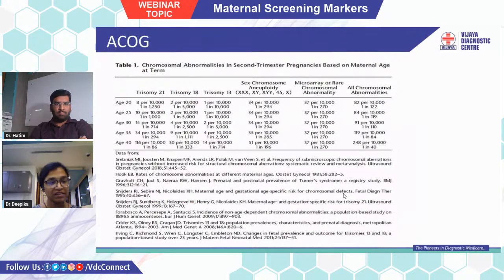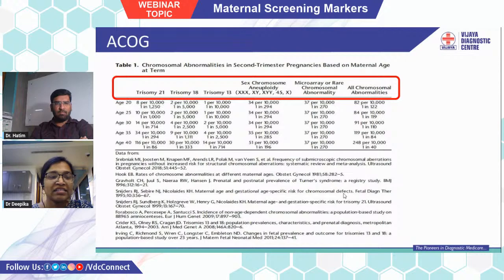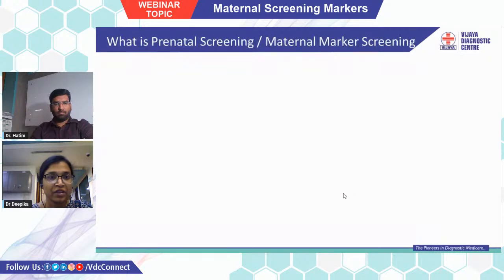This table represents how chromosomal abnormalities increase depending upon the maternal age. For chromosomal abnormalities like trisomy 21, 18, 13 or the sex chromosomal aneuploidies, as the maternal age increases, the risk of carrying a fetus with a chromosomal abnormality also rises significantly.